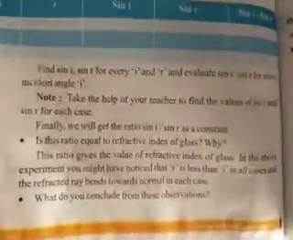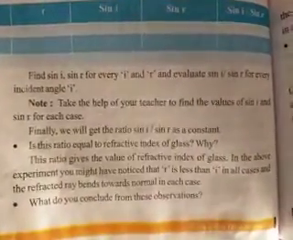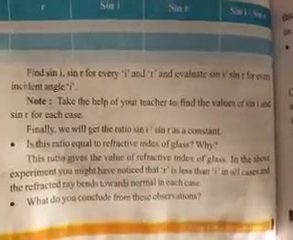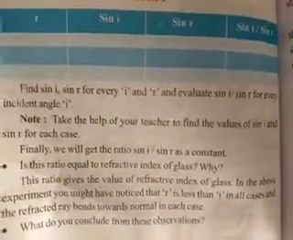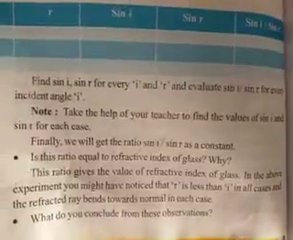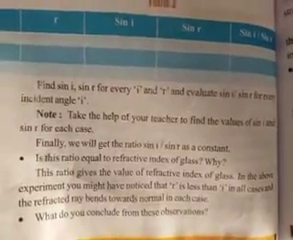Okay, normally this is the relationship between the angle of incidence and the angle of refraction, children. This ratio is equal to the refractive index of glass. Whatever the sin I and sin R values we get, the ratio will be equal to the refractive index of the glass, children.